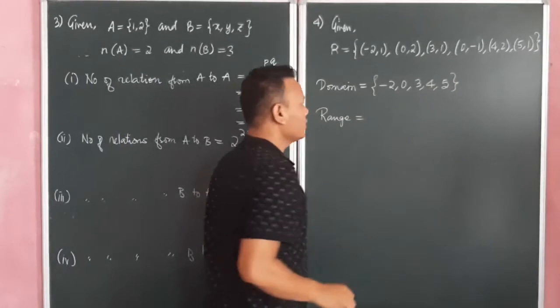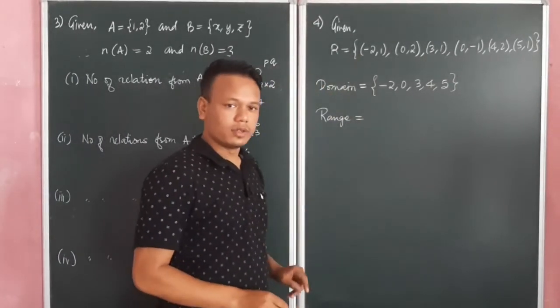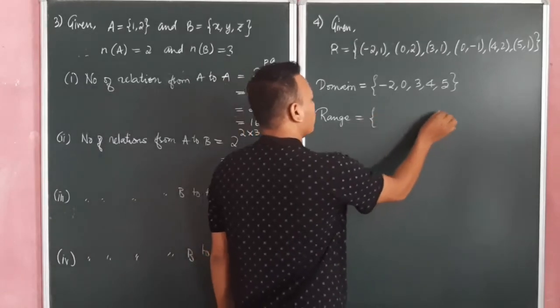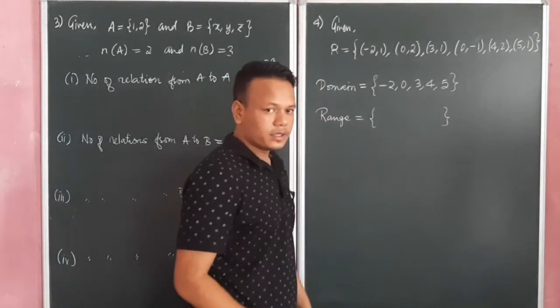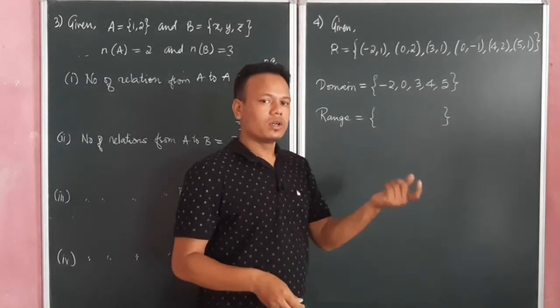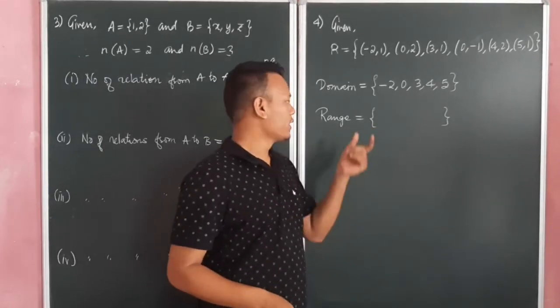Alright, so this gives me the domain of this particular relation. So next we have is range. So if you collect all the first elements, then you will get the domain. Now if you collect all the second elements, then you will get the range.